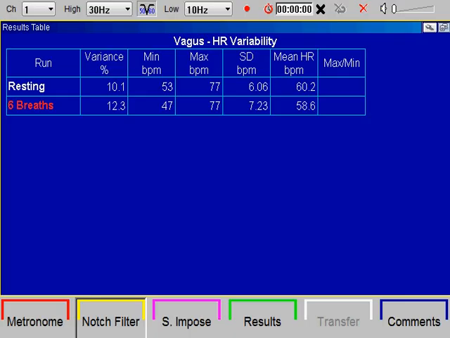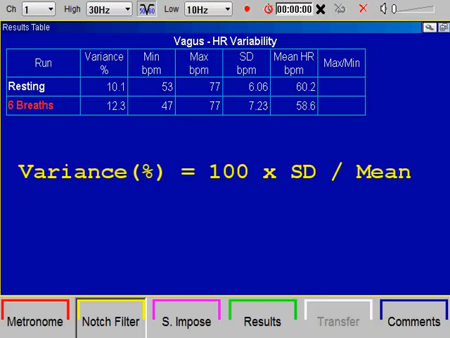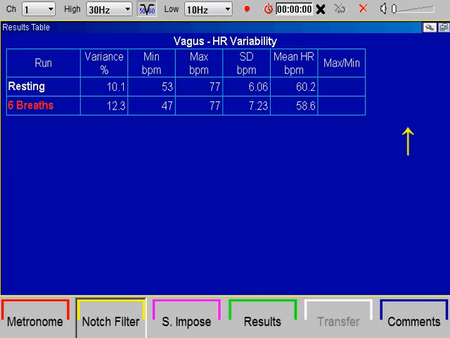Using the instantaneous heart rate, we can also calculate the standard deviation of heart rate, which was 6.06 and 7.23 milliseconds. The variance of heart rate is often calculated as the ratio of mean value to standard deviation, and this was 10.1 and 12.3. Note that the variance increased with paced breathing.